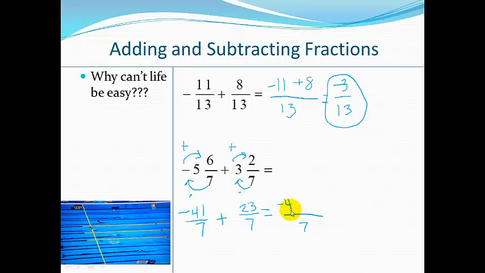Now I have negative 41 plus 23. And again, it's the same rules. I'm going to show up here my work. It's going to be 41 minus 23 because they're different signs, so we subtract.